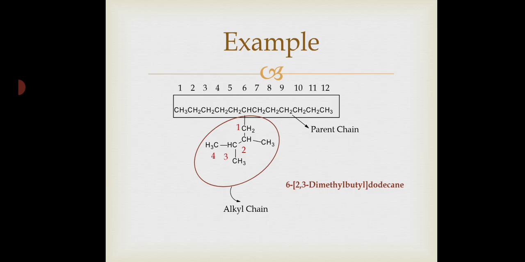Where is that branch chain located? That branch chain is located at the 6th position of the 12 carbon chain. And so, the number 6 is written outside the parenthesis. 6th position of which chain? 12 carbon chain, and so it is dodecane. So, what is the name of this entire compound? 6-(2,3-dimethylbutyl)dodecane. So, this is how we give the IUPAC name of the branch chain alkane, where the branch is further branched.